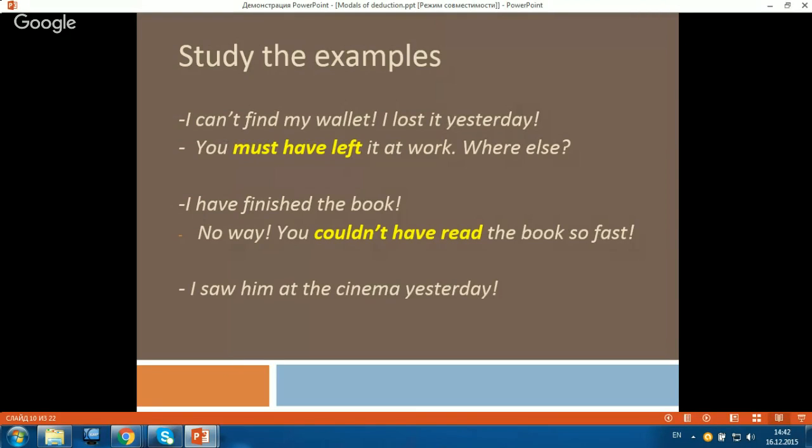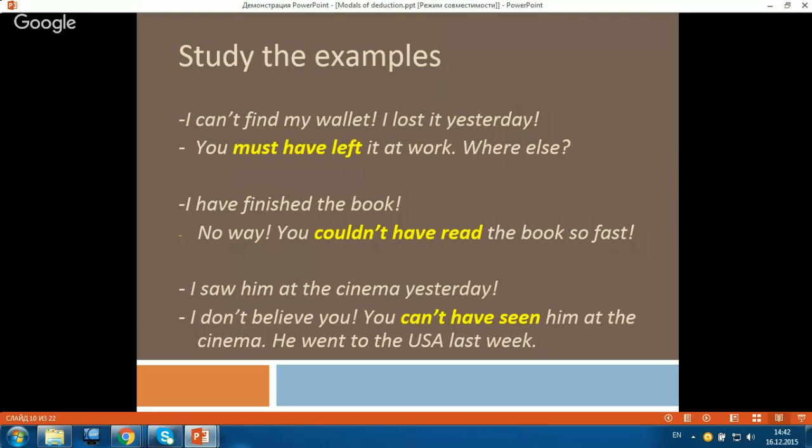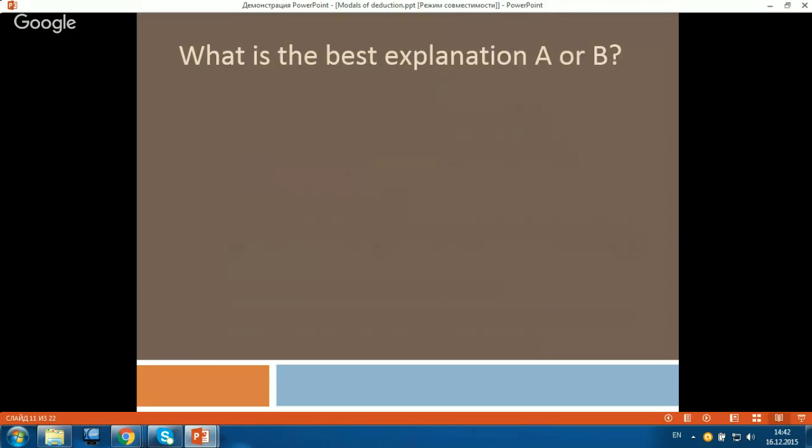I saw him at the cinema yesterday. I don't believe you. You can't have seen him at the cinema. He went to the USA last week. Let's now choose the best explanation for each situation, A or B.